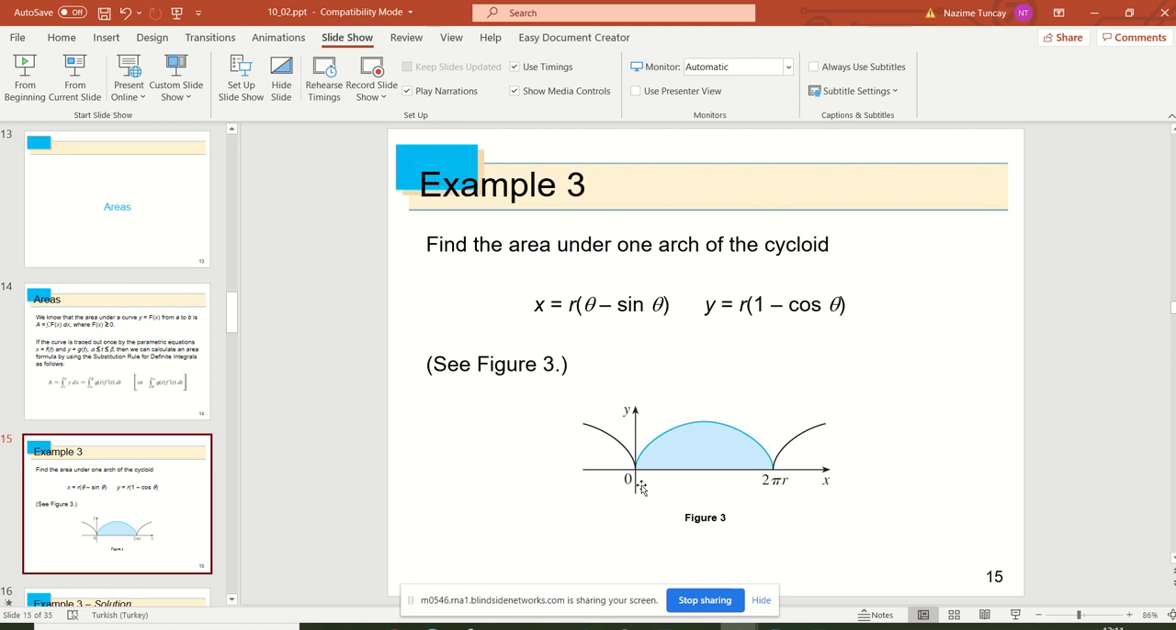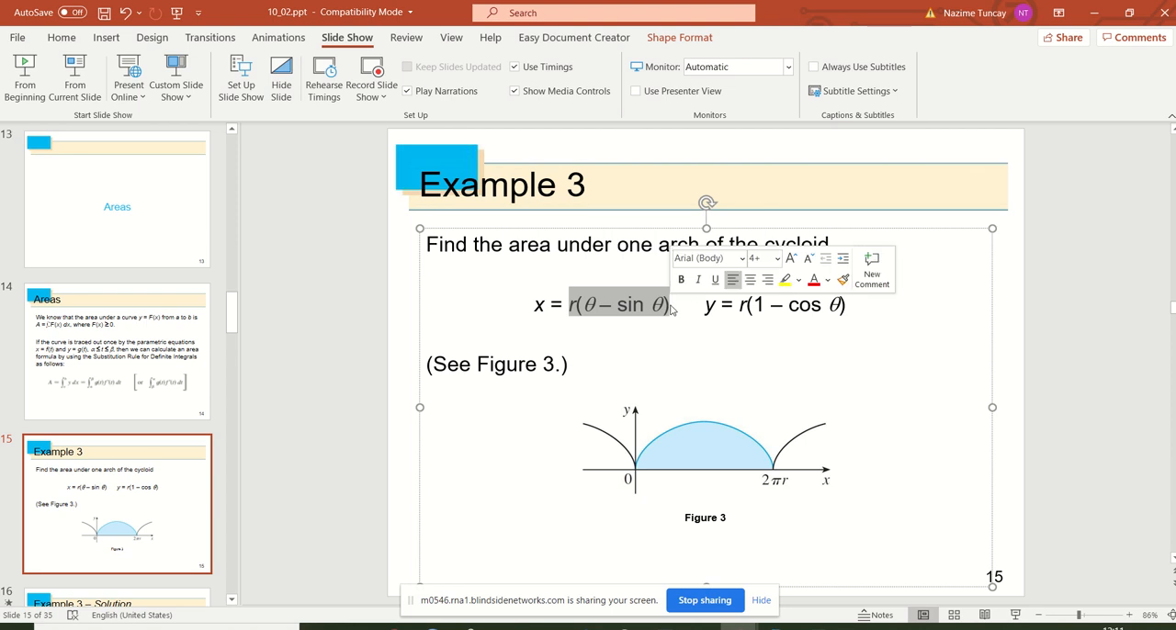So you can see it here. There's a shape here like this. Here the point is (0, 0). The other point is x equals 2πr and y equals 0 in this part. So we can have an x equation.